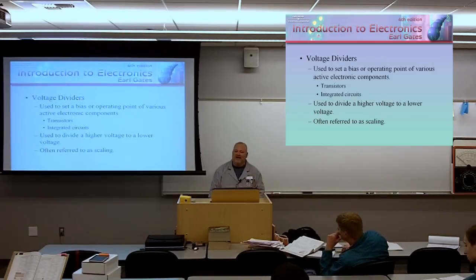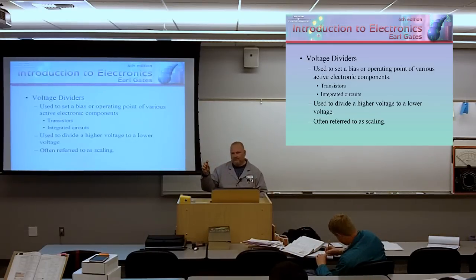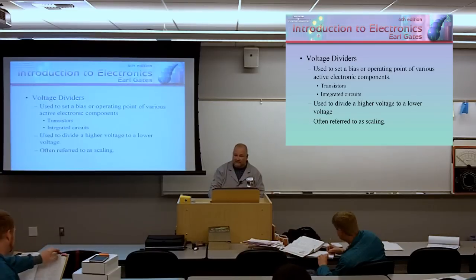Voltage dividers are used to set a bias or operating point of various active electronic components. We use voltage dividers to create the voltages that turn on transistors and integrated circuits. They're used to divide a higher voltage to a lower voltage, and this process is often called scaling. Because what are we doing? Voltage rise equals voltage drops. So voltage drops will always be a fraction or scaling of the total voltage that we apply to the circuit. Does that make sense?